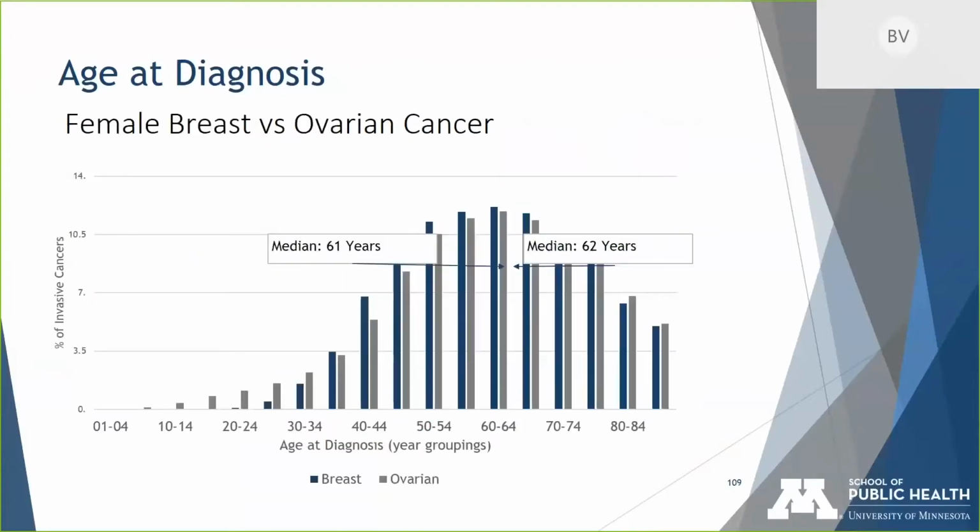We also wanted to look at female breast versus ovarian cancer, and this actually surprised us a little bit. We were thinking that ovarian cancer cases would be relatively younger, but actually they're about the same. So if you were looking at both of these, you would find just under half of the population in the SEER-Medicare data, because the median ages at diagnosis are 61 years and 62 years.